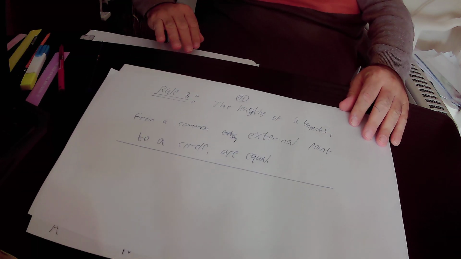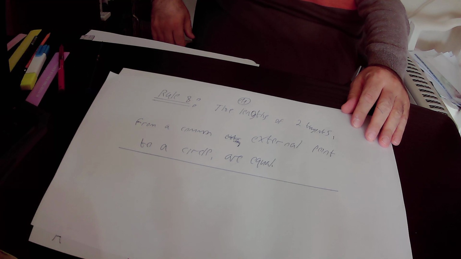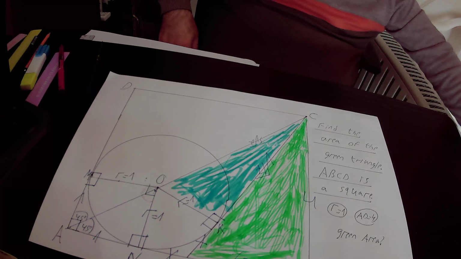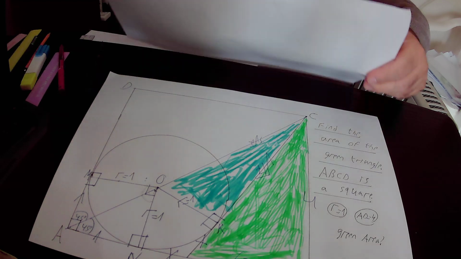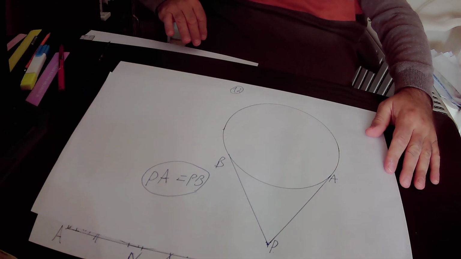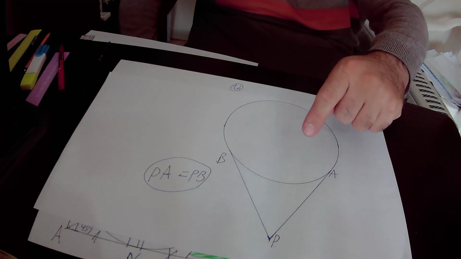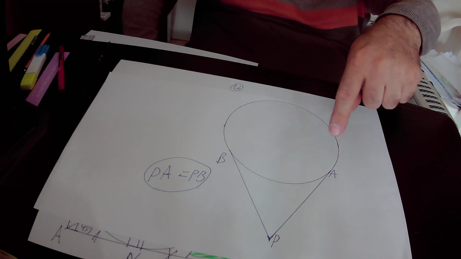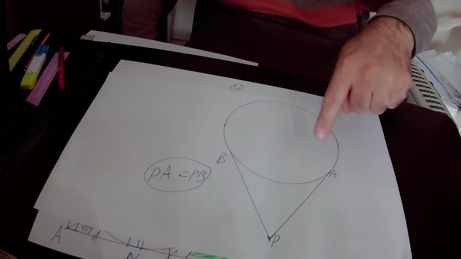I presented to you rule number 8. According to rule number 8, the lengths of two tangents from a common external point to a circle are equal. So what is the meaning of rule number 8? The meaning is that if we have this circle and the external point P, and from P we draw two tangents, then the length of those two tangents will be equal to each other. That is to say, PA equals PB.